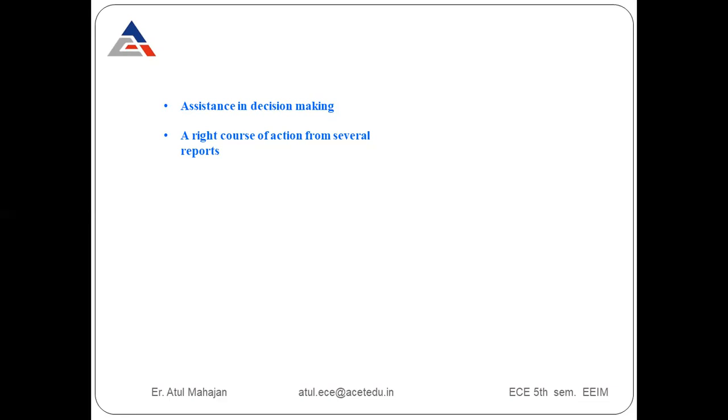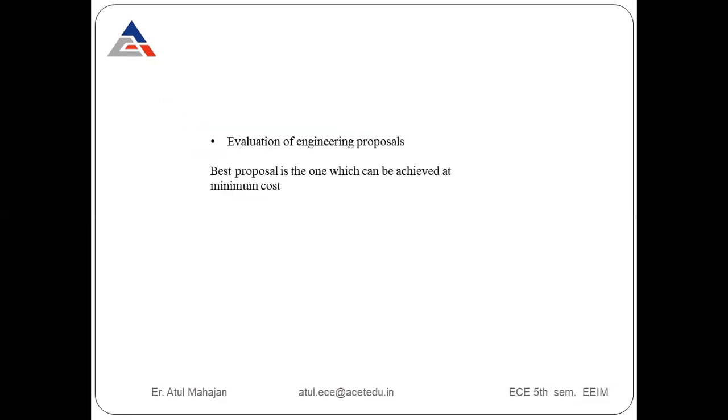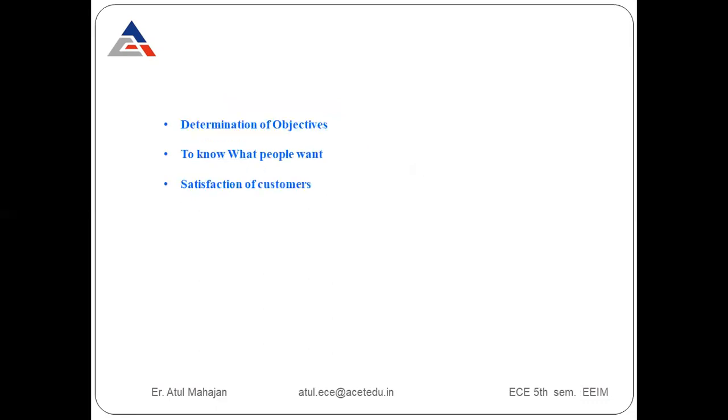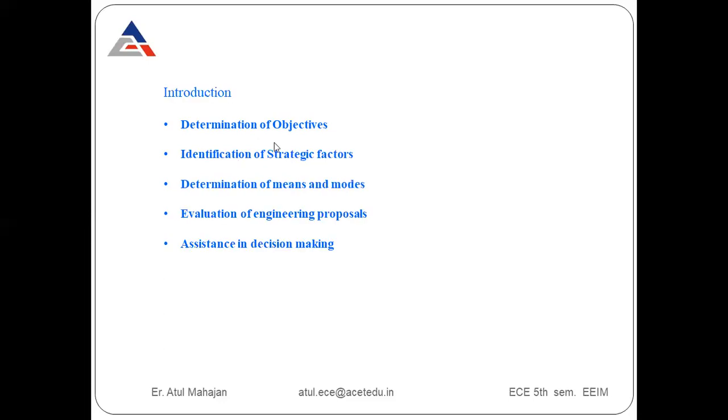So these decisions, whether they are about objectives, the evaluation of engineering proposals, the determination of means and modes, or the identification of strategic factors and determination of objectives, all work together, and ultimately they sort out a decision which is very much appropriate for each and every individual who is actually working upon those decisions. So decision making is the most important of the four of these things. The first and last point, I would say: the first point was determination of objectives, and the last point is assistance in decision making.